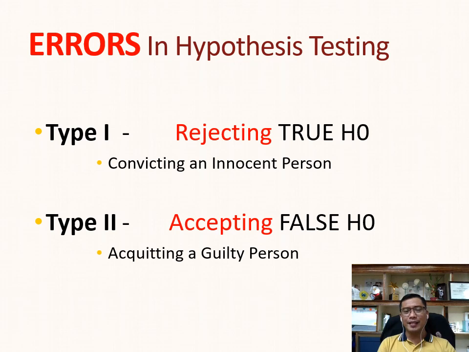Now, there would be two possible errors. One is when you reject an H0 that's actually true in real life. It's just like saying that you are convicting an innocent person. That's a type 1 hypothesis testing error. Sometimes we also accept an H0 even if it's false. It's the same as saying that you are acquitting a guilty person, and that's a type 2 error in hypothesis testing.